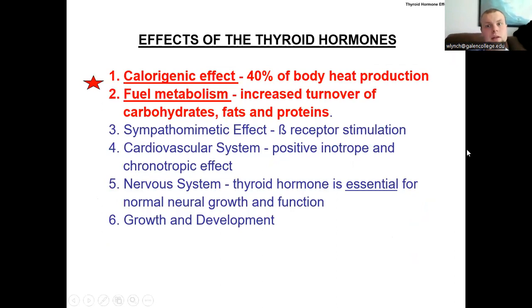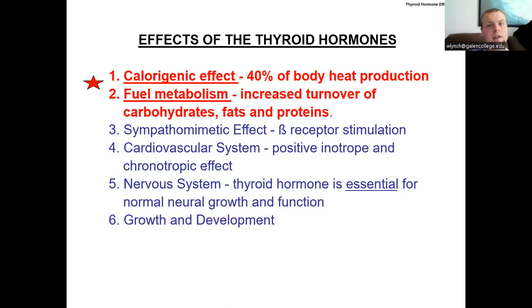Thyroid hormone is the master metabolic regulator. So its two effects are calorigenic and fuel metabolism. Calorigenic effect is producing body heat. So it produces 40% of the body heat that we make. It also increases metabolism for all cells. So it's going to increase the turnover of our nutrients: carbs, fats, and proteins.